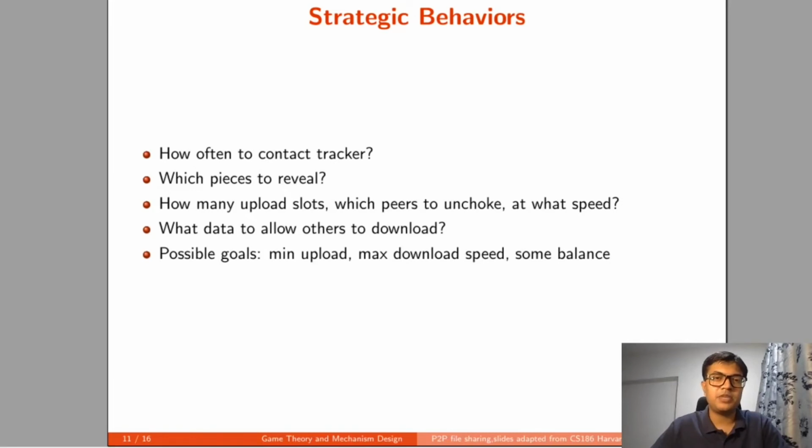The second strategic behavior could be which pieces to reveal, because the pieces also have different demands. There might be some files, or some pieces of that file, which are very much in demand. There might be some other pieces which are not so much in demand. So if you are doing this exchange policy, that you are going to give some pieces of files to some other user in exchange for certain other pieces, which piece should you reveal?